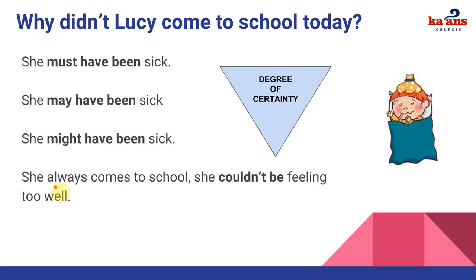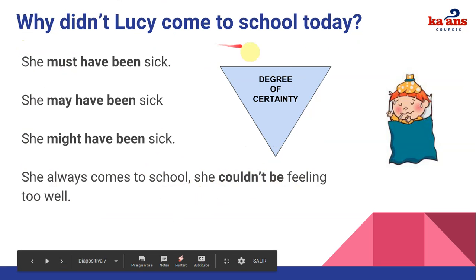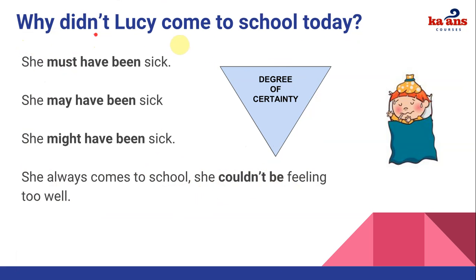And finally, when there's no possibility, then you say, well, she always comes to school. She couldn't be feeling too well. So in this case, couldn't be is another example of no possibility, right? No possibility that she's feeling too well. This is basically how we could use these under different scenarios, under different options. In this case, Lucy didn't come to school. You could use it basically for anything, at school, at work, anywhere when you have an event. You're almost sure, or maybe you think it's a possibility, or you think there's no possibility.